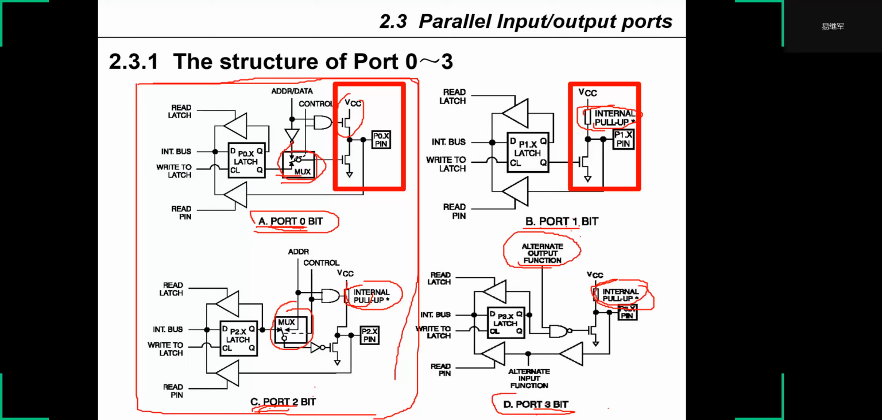Laoshi, what about port 1 and port 3? Here we can see one is a NAND gate, but in port 1 there is no NAND gate. Can you see it in the middle? Alternate output function. Here is a NAND gate. Laoshi, it is a little bit complicated. You can see here in the middle, it's a NAND gate, right? Or NOR gate, I even forget.